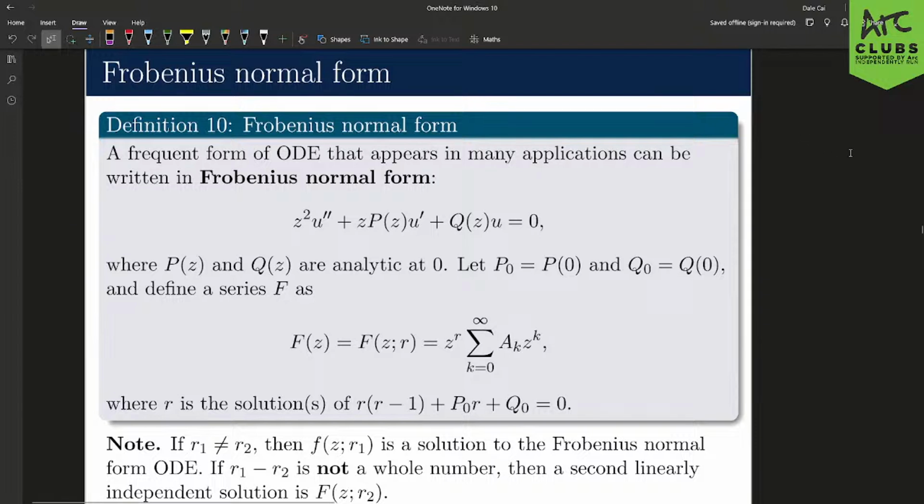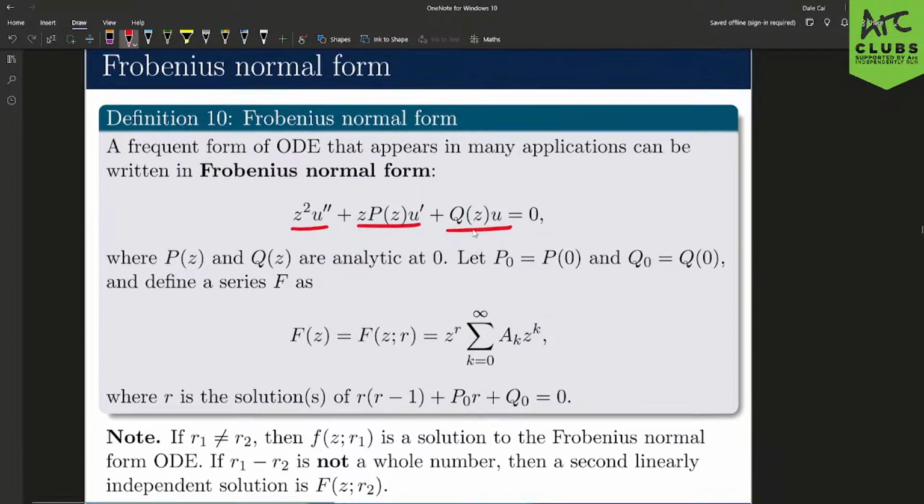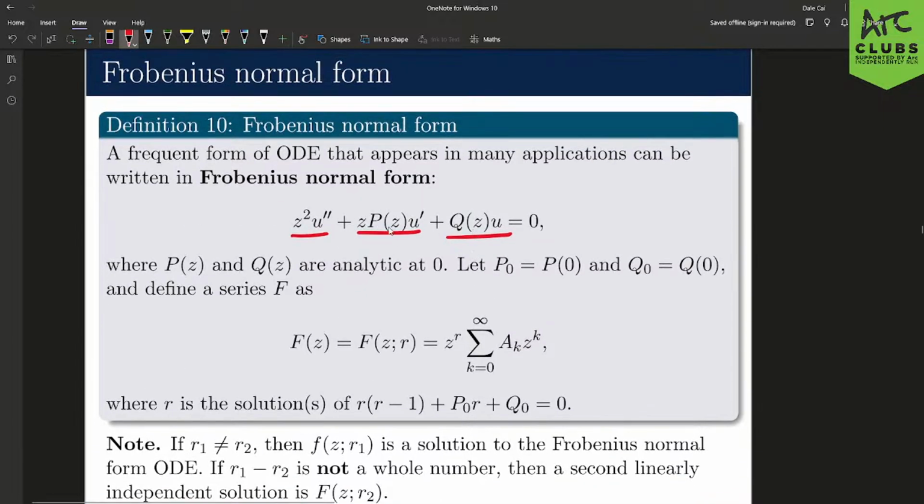Okay, Frobenius normal form is a special case of an ODE. It's like a variation of Cauchy, was it Cauchy-Euler or the Euler-Cauchy? I don't remember. But it's a variation on that.